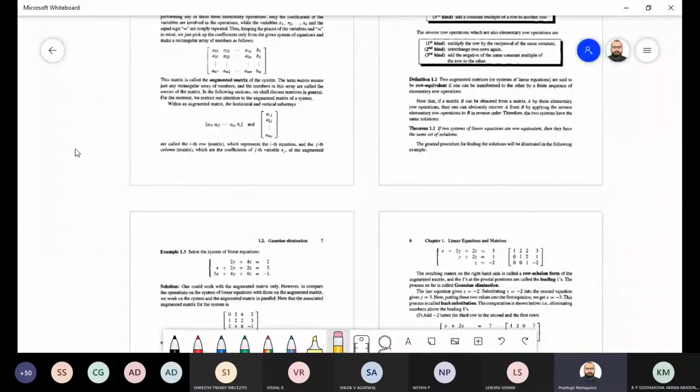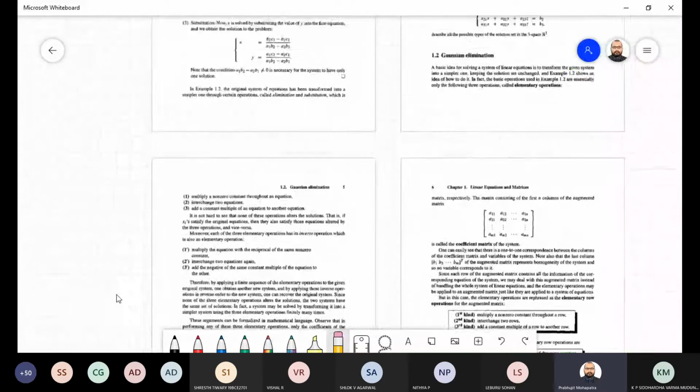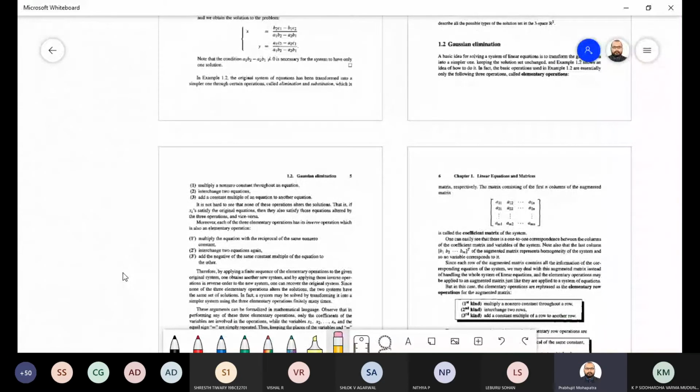So last class, what were we discussing? We were discussing Gaussian elimination. We just started. If you are not able to understand, you can stop me there and ask me to repeat the same thing. Otherwise, no need to take tension, because I am going to discuss the same concept again and again.